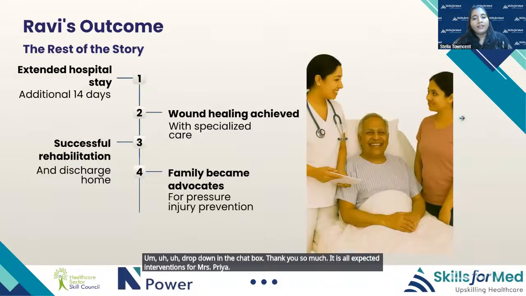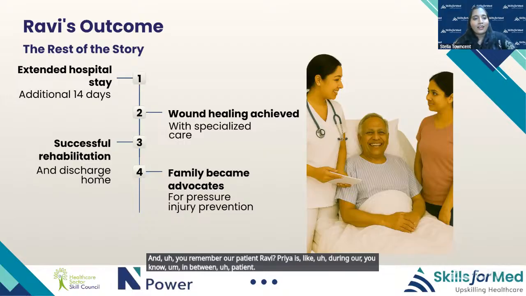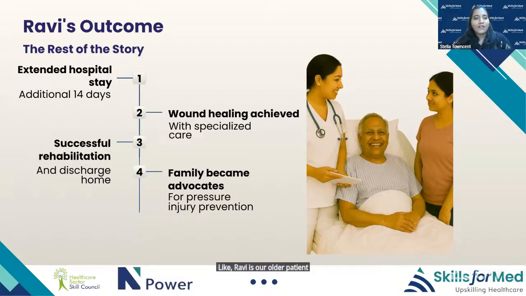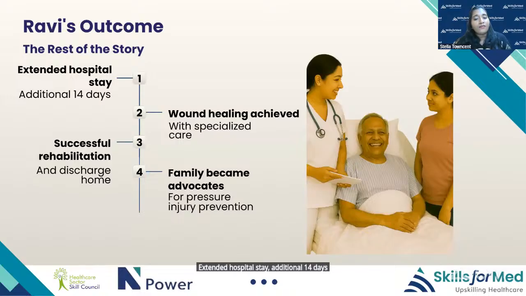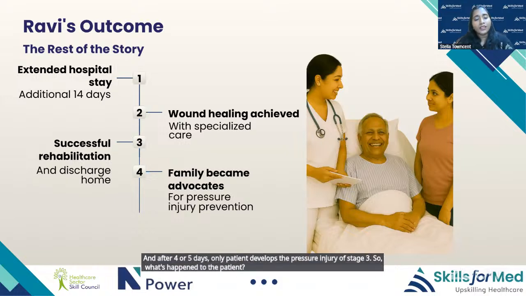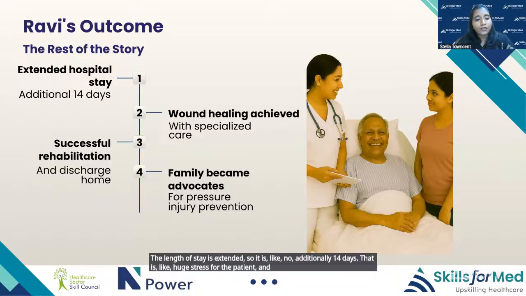And you remember our patient Ravi? Priya is like our in-between patient. Ravi is our older patient, 75 years old. The rest of the story is an extended hospital stay, an additional 14 days. The patient was stable at the time of admission, and after 4 to 5 days the patient developed a stage 3 pressure injury. So what happened to the patient? The length of stay is extended by an additional 14 days. That is huge stress for the patient and an additional burden to the family members.